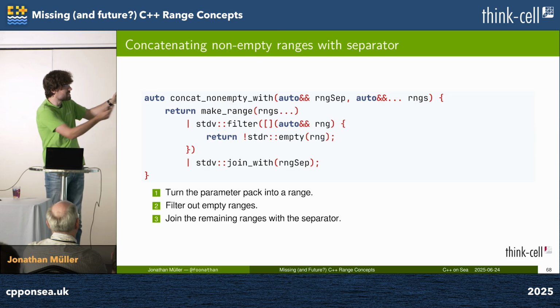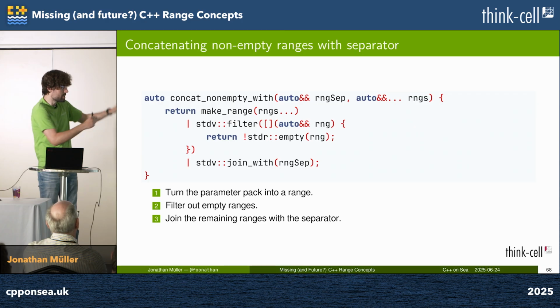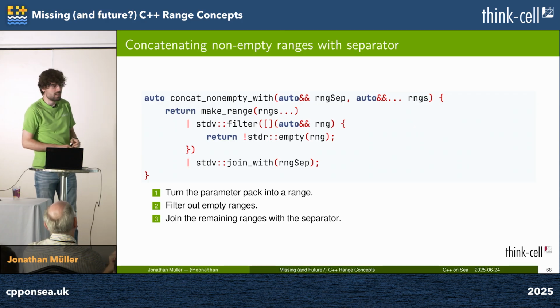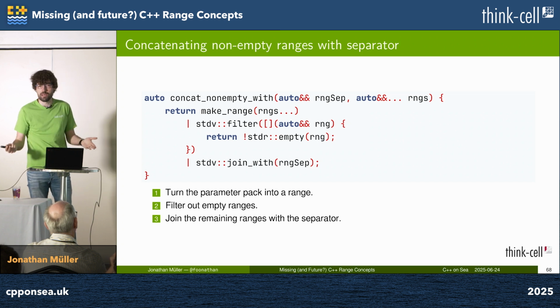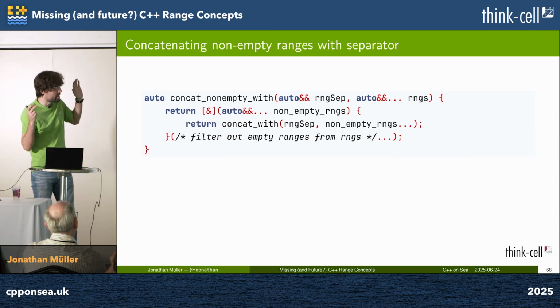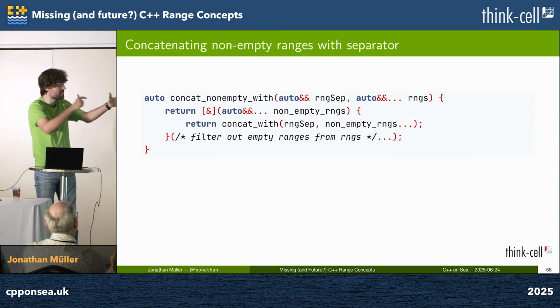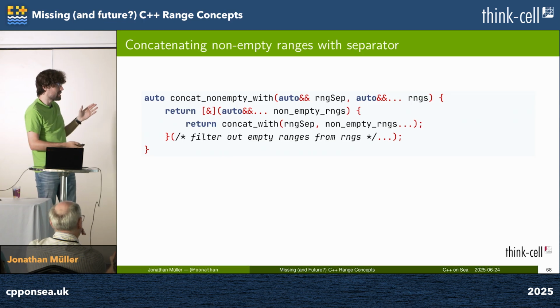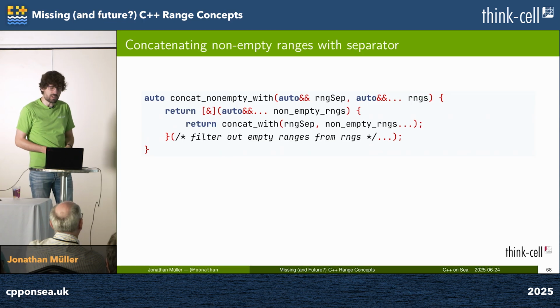But the entire thing doesn't have a constexpr-per-size, because we just lose the constexpr-per-size information. Even if all the input ranges have constexpr-per-sizes, we lose that information, and then we can't call to array, because we don't have the size anymore. So what you could do is change the implementation to do some metaprogramming. We have a pack, we filter out the empty ranges from the pack, and then forward to concat with. And this is the implementation that I just gave my colleague so he could start working.